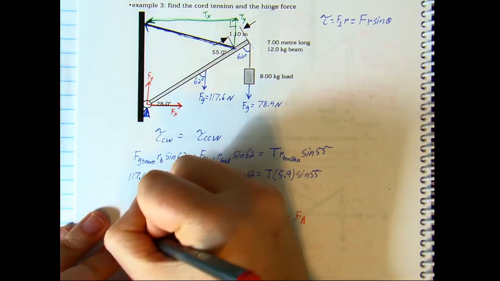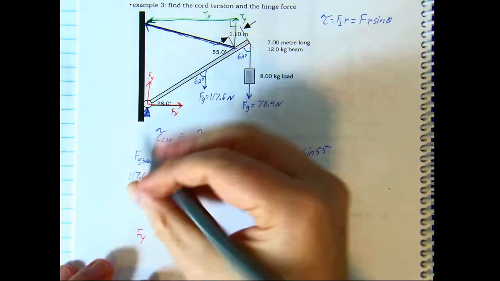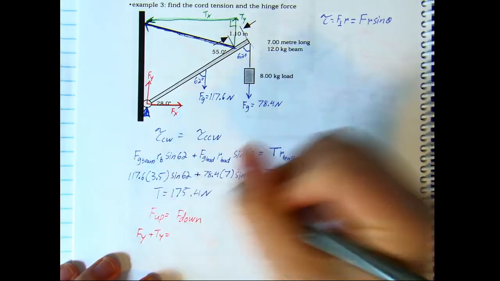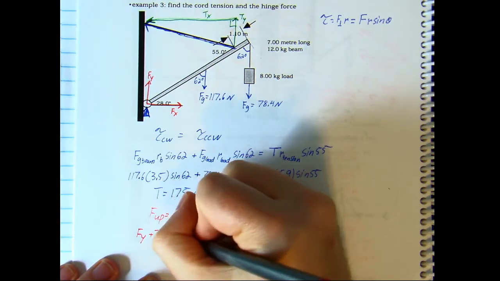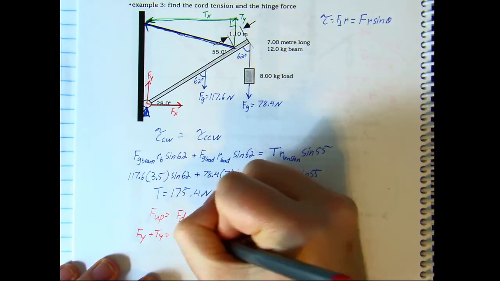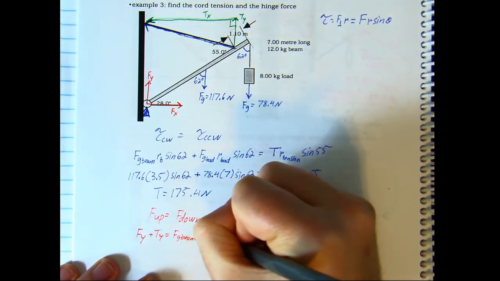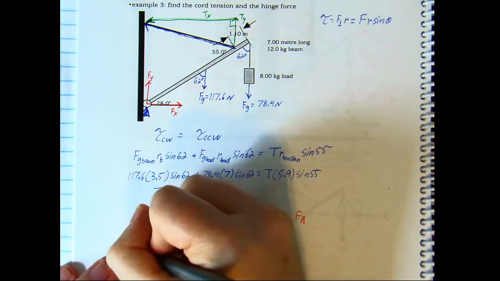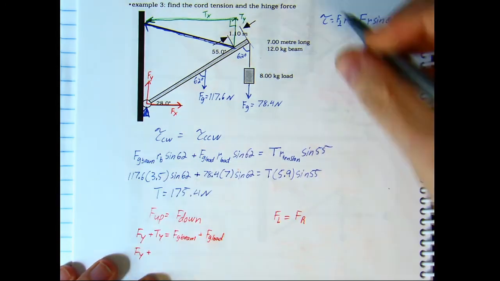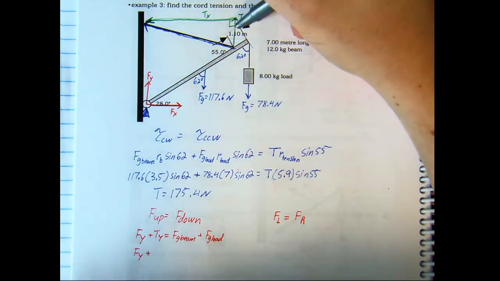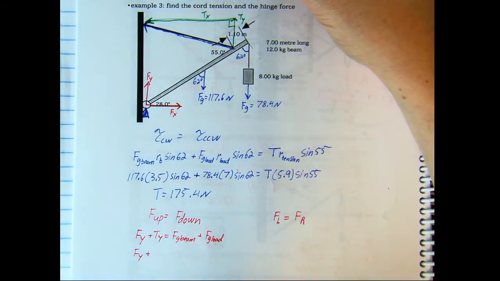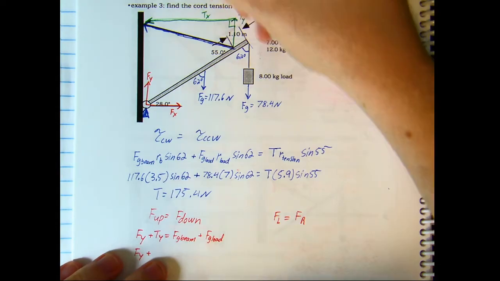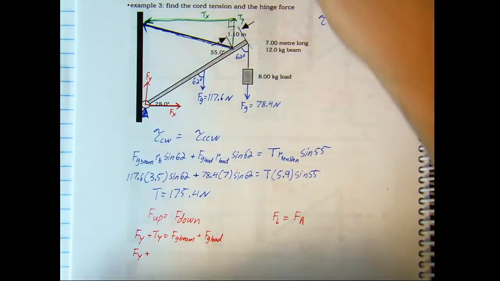So my forces up, I've got Fy up, I've got Ty up, so Fy plus Ty. And my forces down, I've got these two loads. So I'm going to have Fg beam plus Fg load. So I'm going to get Fy plus, now Ty, I've got to be careful here because I need a... Oh yes, this is good. This is gross. So I need to figure out what these angles are.